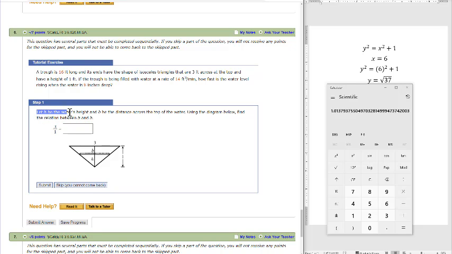Let h be the water's height and b be the distance across the top of the water, not the whole trough, but just the water. So when the trough is filled up, the distance across the top of the water is going to be 3, but when it's not filled up, it's changing, so we're going to call that b. Using the diagram below, find the relationship between b and h.